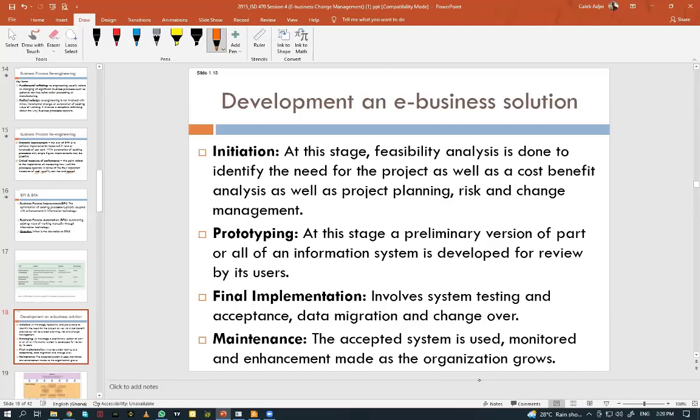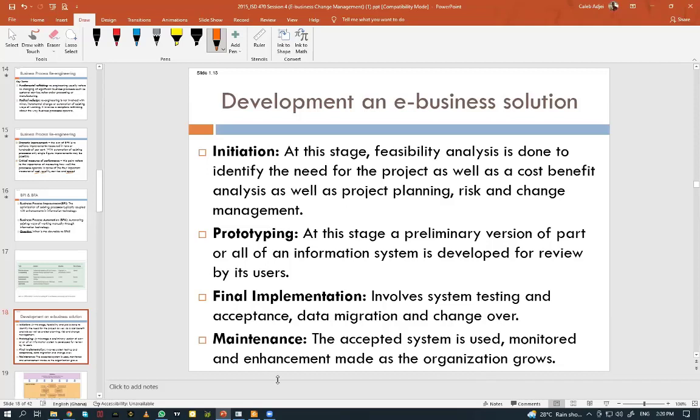So we create a miniature of the entire system and we try to test it to see how the whole thing will look like. Then also we have the final implementation. After we have prototyped it and checked it to see that, okay, it will serve the needs of the users, then we implement it. So it involves the system testing and acceptance stage. That is data migration and change overs.